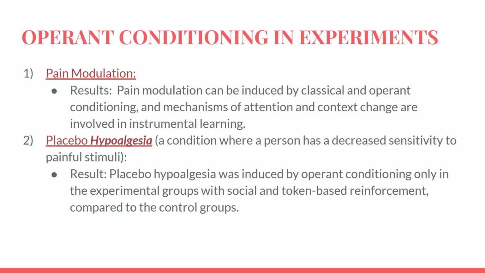I will now give the results from 2 recent psychological experiments that involved using operant conditioning. The first experiment applies operant conditioning with pain modulation. This experiment showed that pain modulation can be induced by classical and operant conditioning, and mechanisms of attention and context change are involved in instrumental learning. The second experiment uses operant conditioning with placebo hypoalgesia. The results of this experiment showed placebo hypoalgesia was induced by operant conditioning only in the experimental groups, with social and token-based reinforcement compared to the control groups.